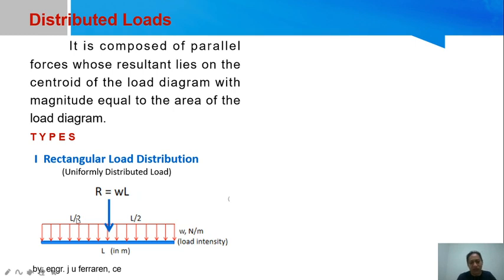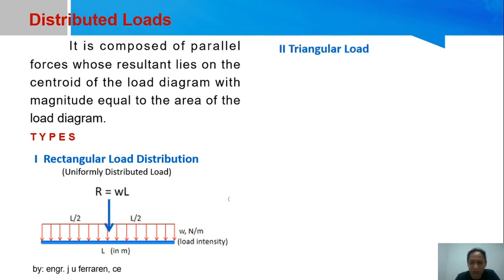For the location, do not forget, that is exactly halfway. If this is the length of the body over which the rectangular load is distributed, then that is half of L at the left end and half of L at the right end. So, the magnitude is the product of the load intensity times the length.